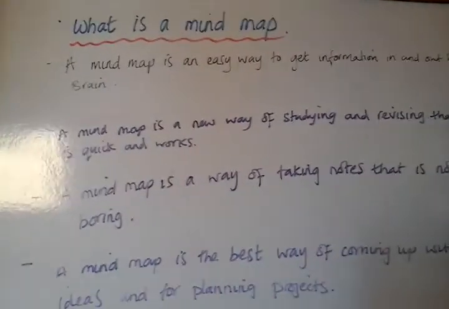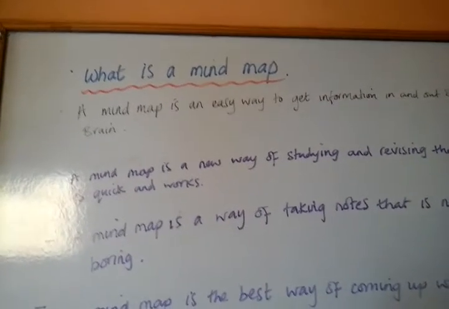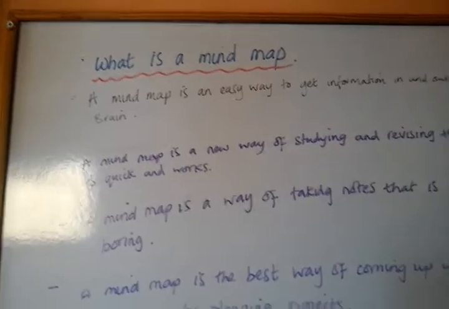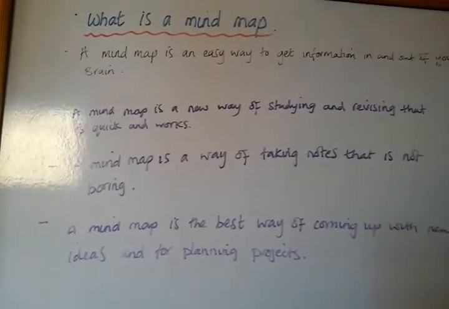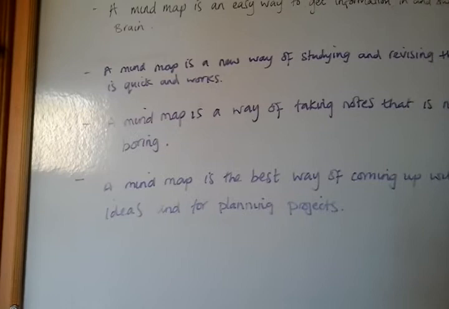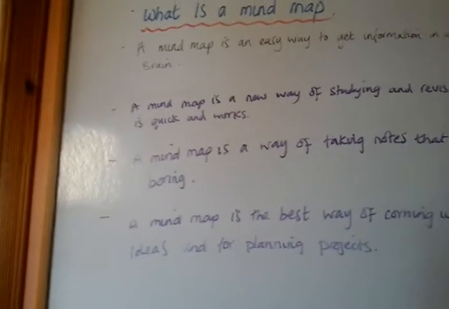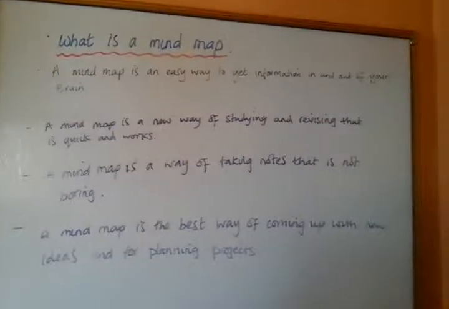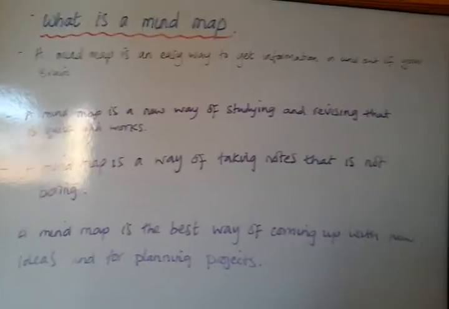Okay, what is a mind map? A mind map is an easy way to get information in and out of your brain. A mind map is a new way of studying and revising that is quick and works. A mind map is a way of taking notes that is not boring. And a mind map is the best way of coming up with new ideas and planning many projects. So that's basically what a mind map is. Well, there is your answer.